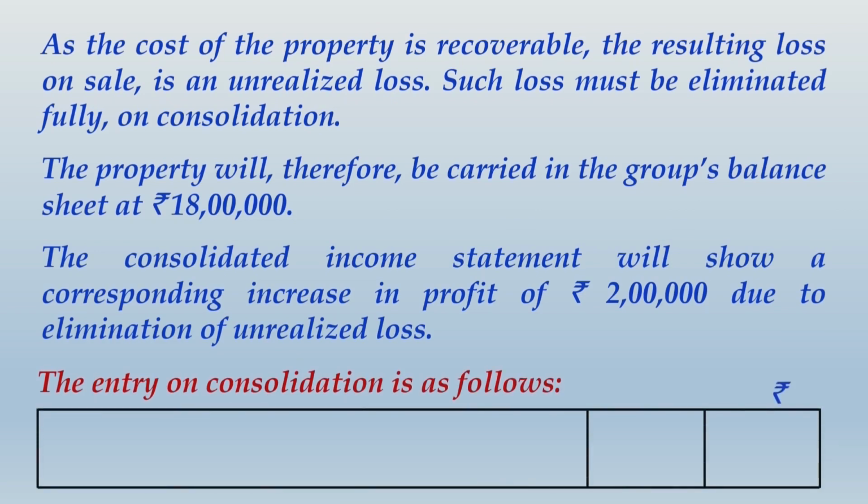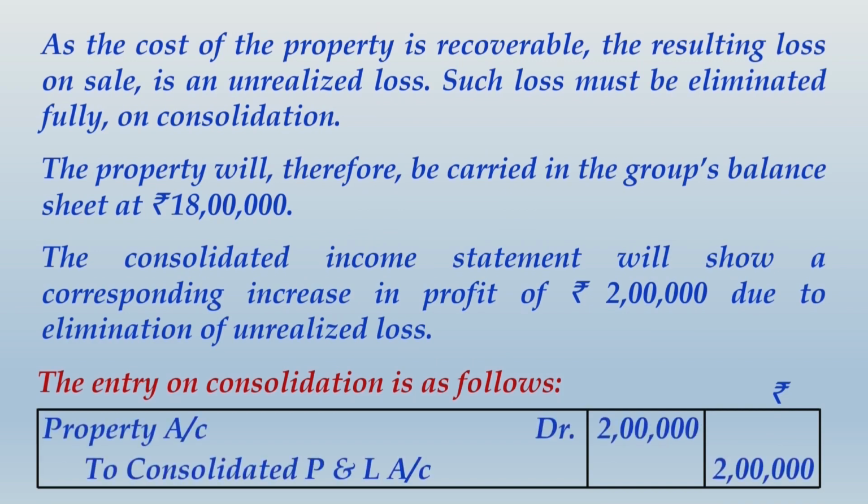In order to increase the value of the property and corresponding profit balance in the consolidated P&L statement, the entry that you will pass will be property account debit to consolidated P&L account, that is by rupees 2 lakhs. So friends, please write up this whole thing, and that will be the end of the answer.